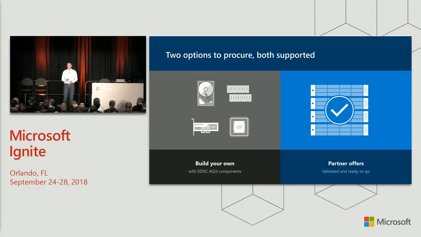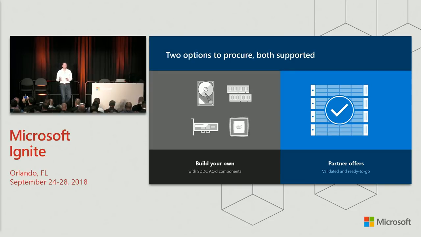And we still support the same 2 options to procure hardware for hyper-converged infrastructure on Windows. The first being that you can build your own using parts from the Windows Server catalog. You can basically mix and match to your leisure. The only requirement is that they must have the software-defined data center additional qualifications, or the SDDC AQs. And those can be seen quite clearly in the Windows Server catalog.